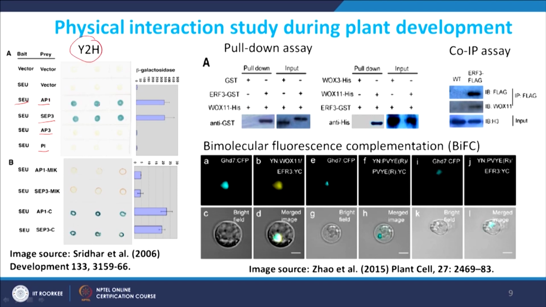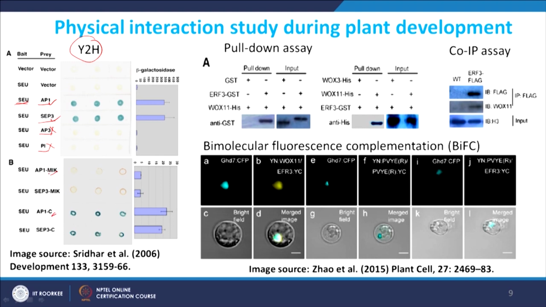And what you can see, this color signal will tell there is an interaction. If there is no color, then there is no interaction. So, if you look at this assay, you can clearly find that SVP is interacting only with AP1 and SEP3, but it is not interacting with AP3, it is not directly or physically interacting with PI. Then if you have identified that AP1 and SEP3 are interacting with SVP, you can also establish through yeast two hybrid what the domain of interaction is. So, AP1 and SEP3 both are MADS domain containing transcription factors. They have one domain which is called the MIK domain and another domain is the C terminal domain.